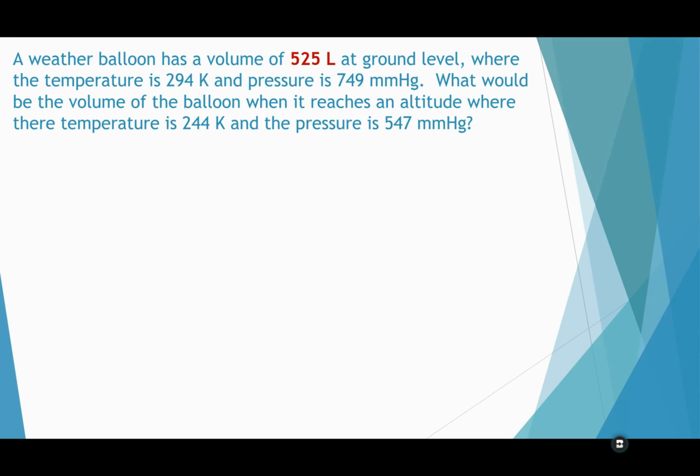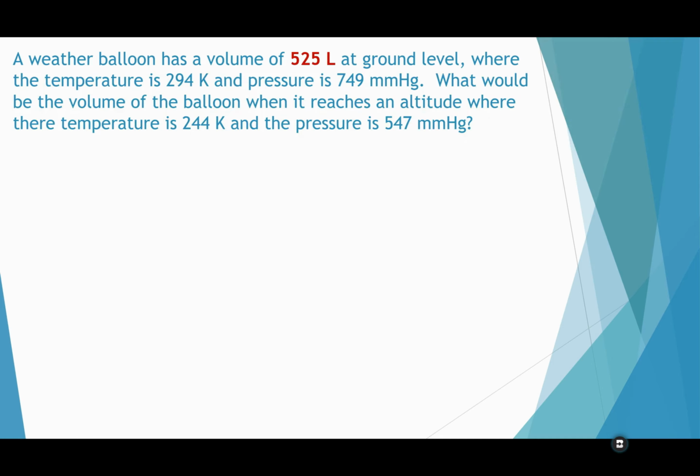So a weather balloon has a volume of 525 liters at ground level, where the temperature is 294 Kelvin and the pressure is 749 millimeters of mercury. What would be the volume of the balloon when it reaches an altitude where the temperature is 244 Kelvin and the pressure is 547 millimeters of mercury?